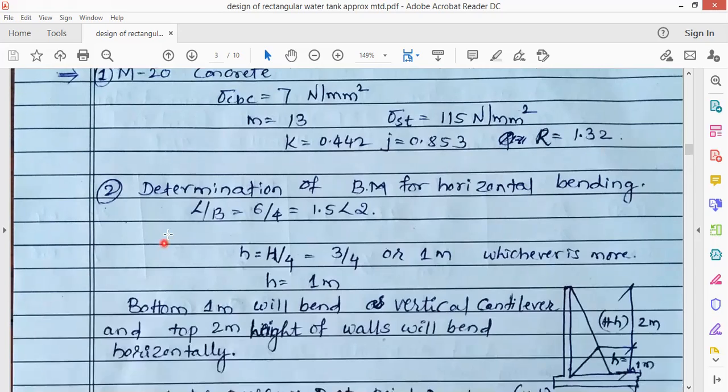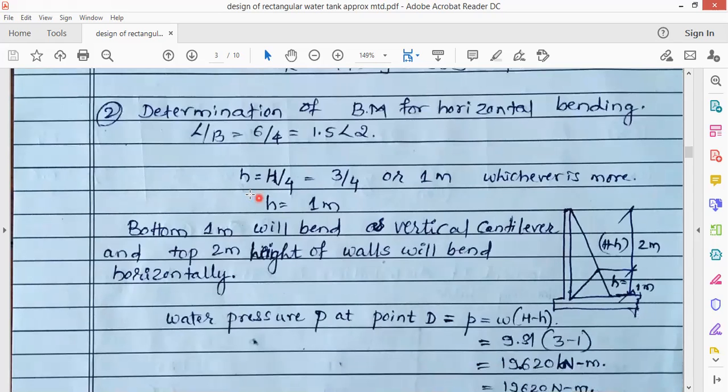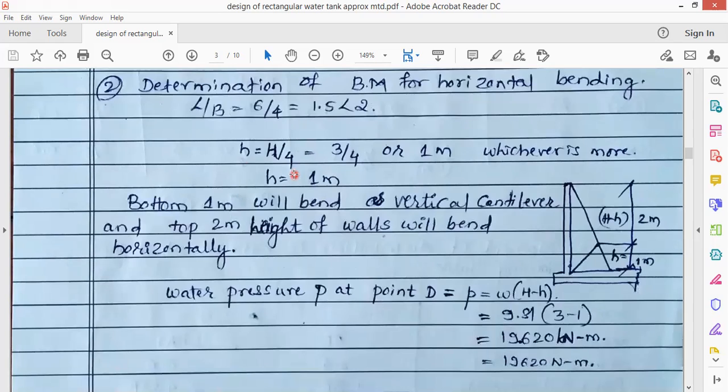In the second step, I will determine the horizontal bending. So I need to check now whether this L by B ratio is greater than 2 or less than 2. So the first condition is L by B is less than 2, and I need to calculate what is H by 4. So H by 4, small h, it is 3 by 4, is less than 1, or it is 1 meter, whichever is more. So I will consider this because it is more than 1. It is less than 1 and it is 1 here, so h is equal to 1 meter.